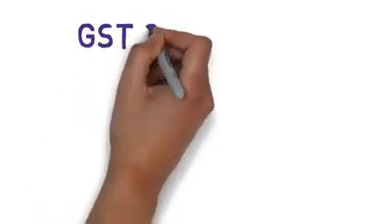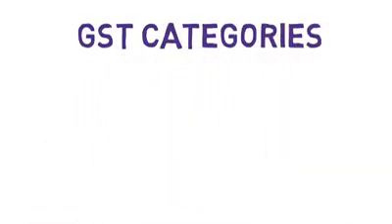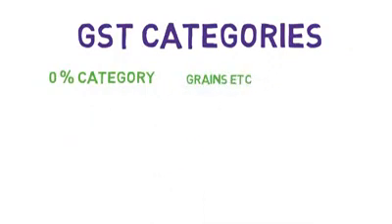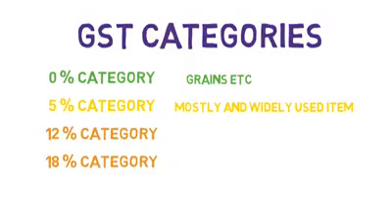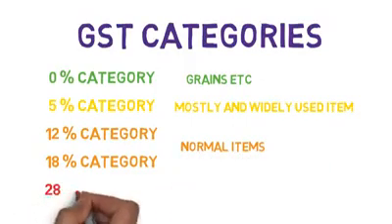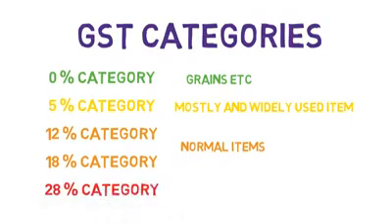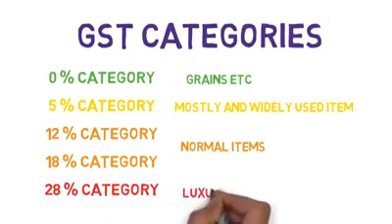We will also have 5 categories in GST in India. The 0% category, which will apply on food, grains, etc. The 5% category, which will apply on mostly and widely used items. The 12 and 18% categories, which will apply on items which are normally used. The 28% category, which will apply on luxurious items.